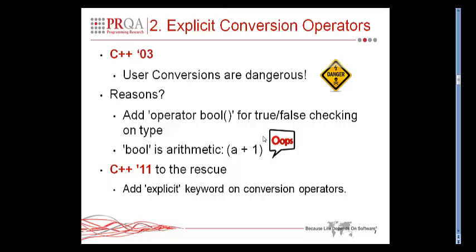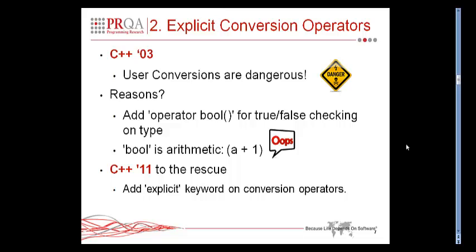However, a conceptually nice place to use user conversions relates to true or false checking on a type. Is this type valid or not? An obvious mistake to make is to add an operator bool to the type, which returns true if the object is valid and false otherwise. But the problem with bool is that as it is an arithmetic type, our object can be used in an arithmetic expression, which is very unlikely the desired functionality.